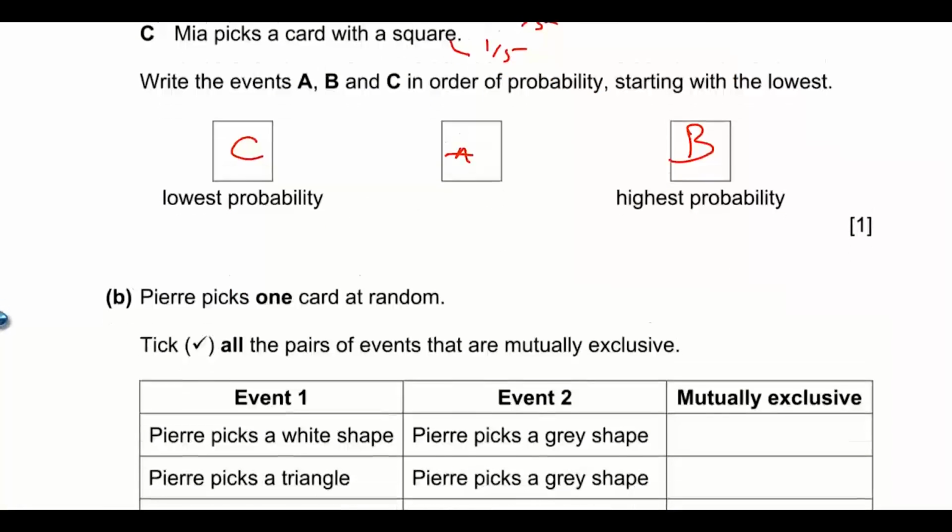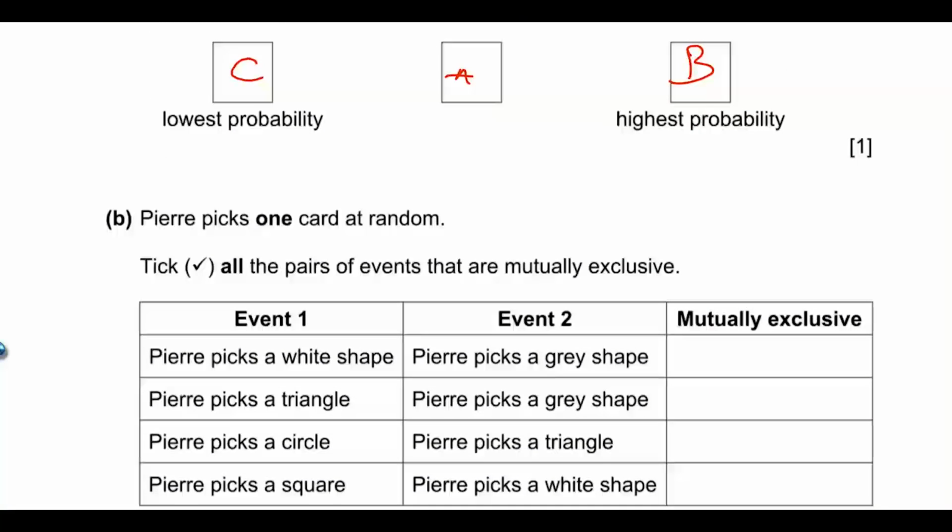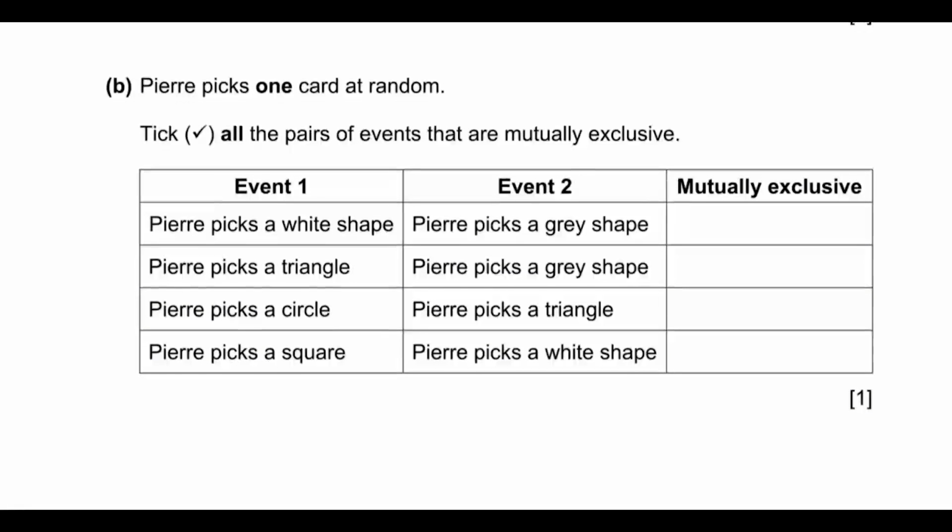So let's go to the next question. Pierre picks one card at random. Tick this sign for all the pairs of events that are mutually exclusive. Two events are said to be mutually exclusive if they cannot occur at the same time. That is what you should take note of: mutually exclusive events are events that cannot happen at the same time. That is the meaning. So let's look into this now.